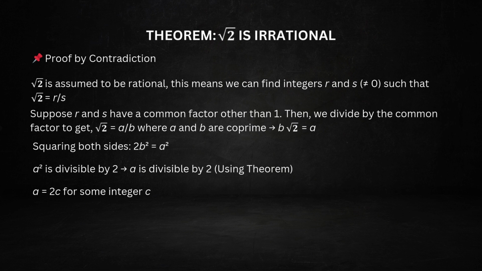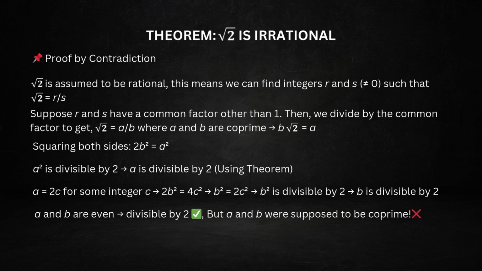Now, substituting y is equal to 2 into c into our equation and dividing both sides by 2, we get b square is also divisible by 2, which means b itself must also be divisible by 2. We now have a problem. We originally assumed that y and b were coprime, meaning they have no common factors other than 1. But we just proved that both y and b are divisible by 2, meaning they have at least one common factor, 2. This is a contradiction, which means our assumption that root 2 is rational must be false.